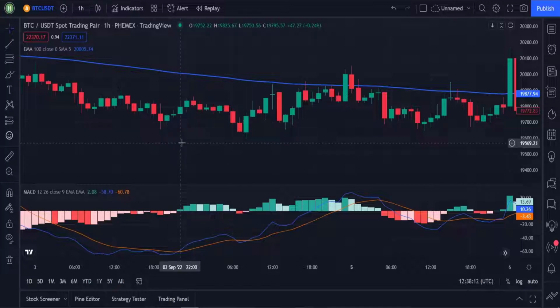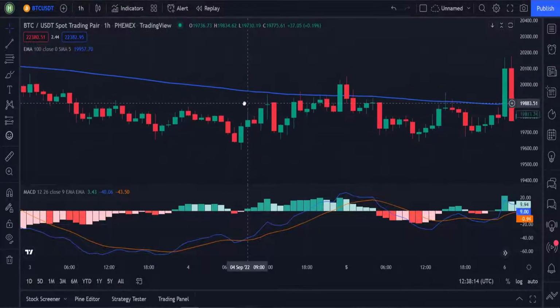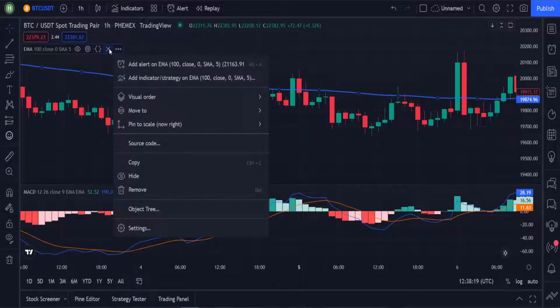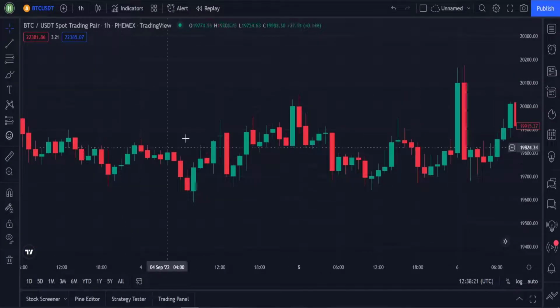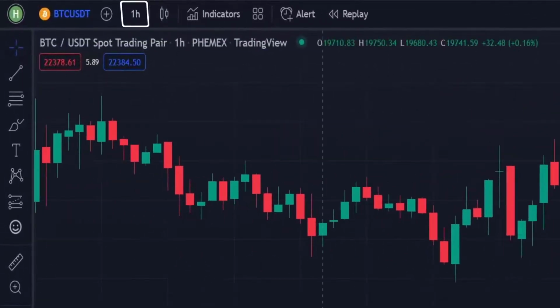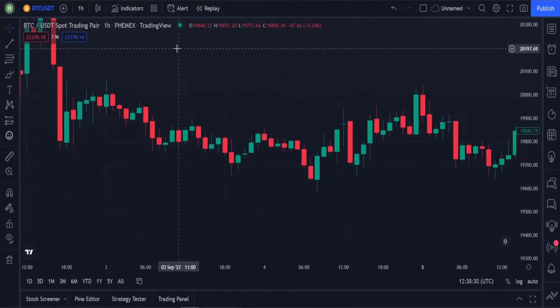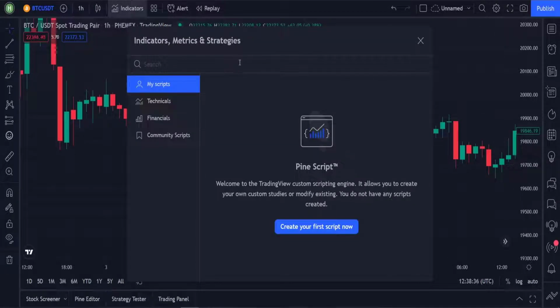This is what your chart is going to look like eventually once we set it up. So first, when you get into tradingview.com for your charting, your chart is going to look like this. And for today's example, we're going to look at the 1-hour time frame and normal candles. Only 2 indicators are required for this strategy.